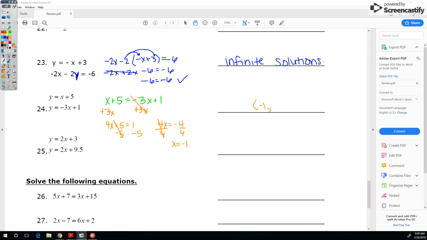Okay, plugging that back in. y is equal to -1 plus 5, so that should be 4. And then -3 times -1 plus 1. -3 times -1 is +3, and 3 plus 1 is again 4.